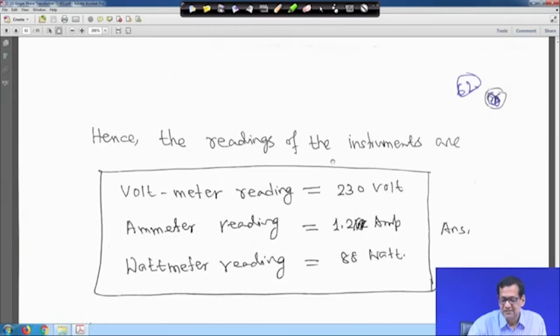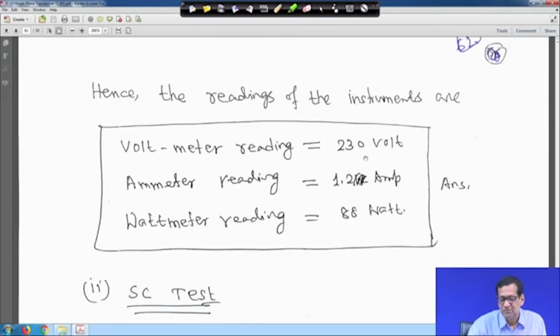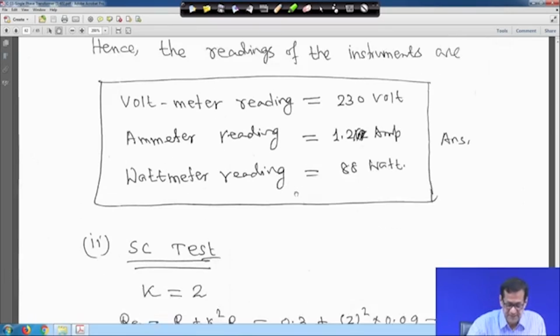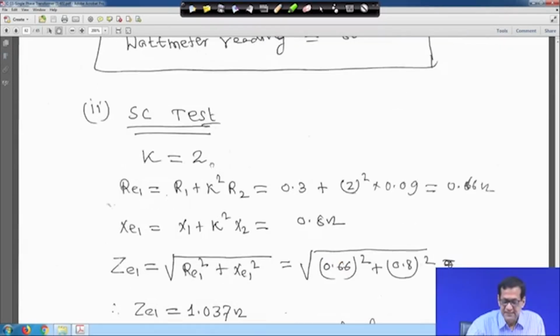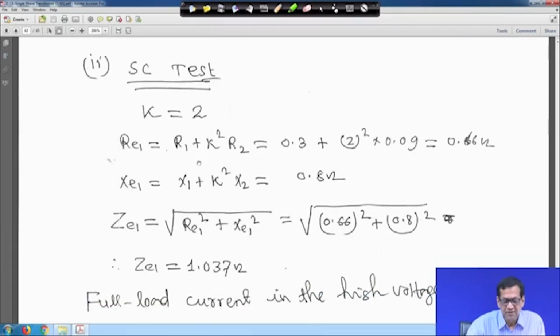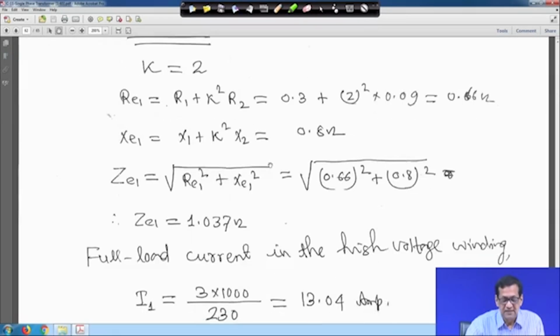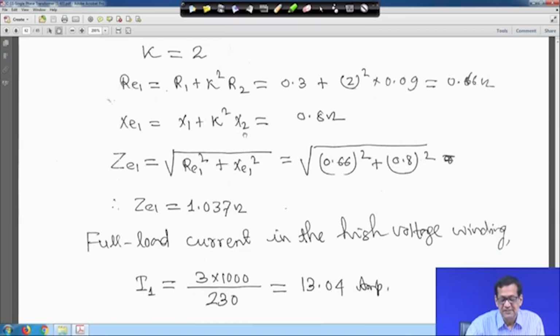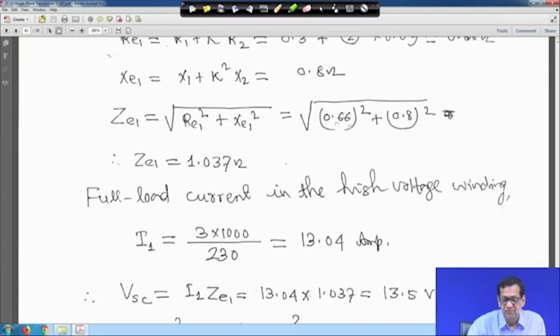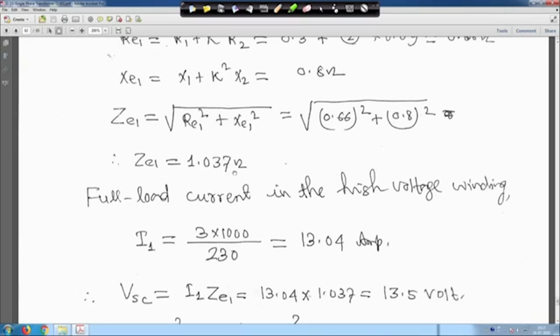Hence the readings of the instruments are: voltmeter reading 230 volt, ammeter reading 1.2 ampere, and wattmeter reading 88 watt, right. Now, short circuit test, here K is equal to 2. So, RE1 is equal to R1 plus K square R2. So, compute all these things, right. You will get 0.66 ohm, and XE1 is equal to X1 plus K square X2; you compute, you will get 0.8 ohm. Now, ZE1 you compute, you will get 1.037 ohm.